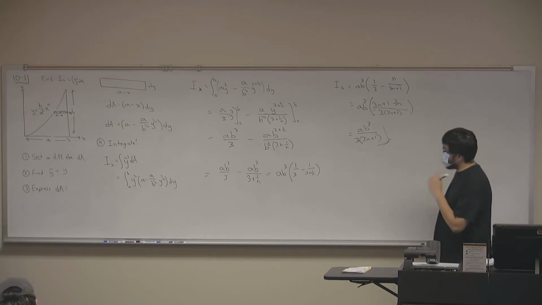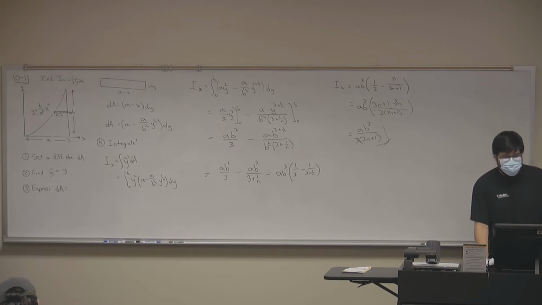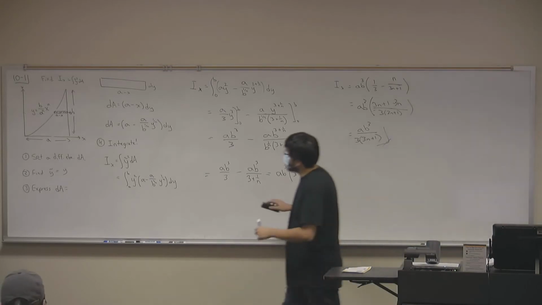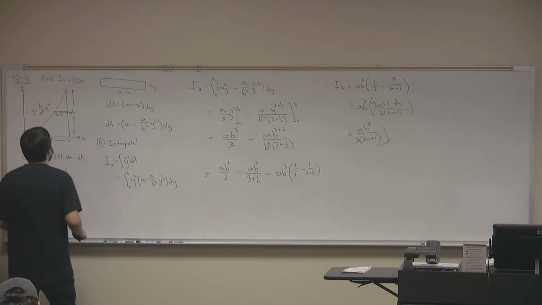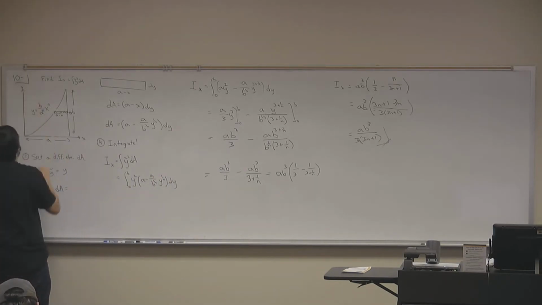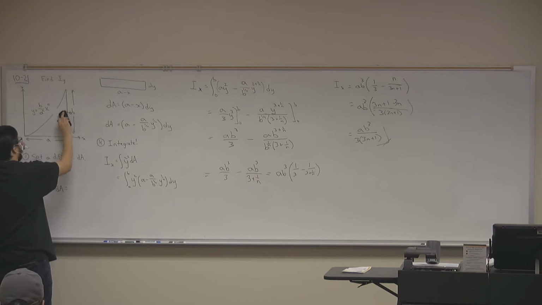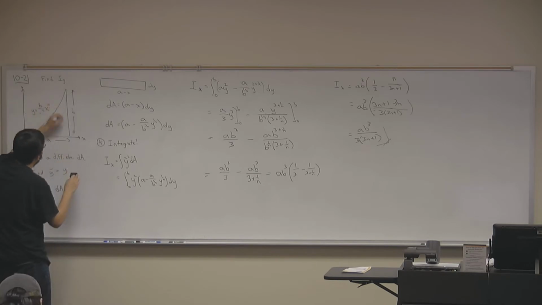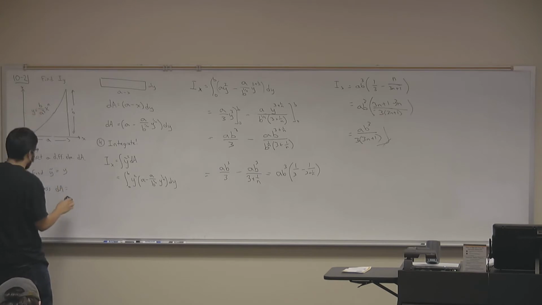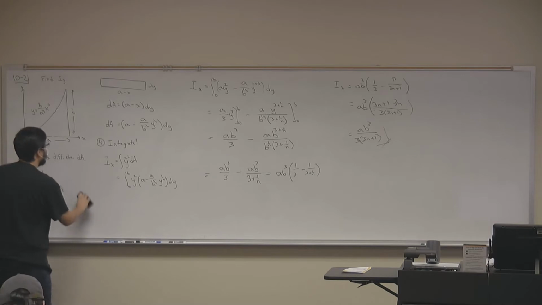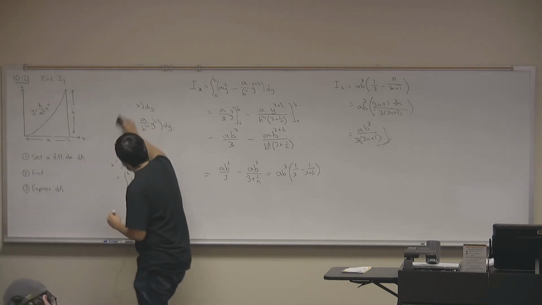We found the moment of inertia about the x-axis. Now let's find the moment of inertia about the y-axis. So we'll do 10-2. What we want to find now is I_y. As you can see, I'm trying not to have to draw so much, so I'm just erasing what I don't need. This remains the same. And then this all starts to change.